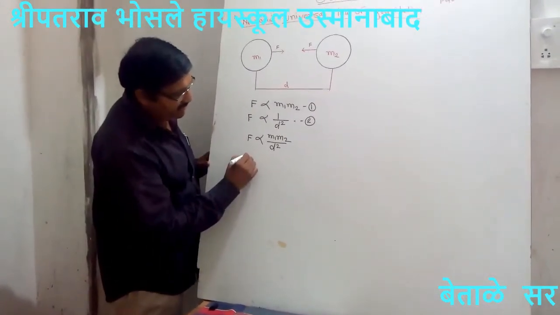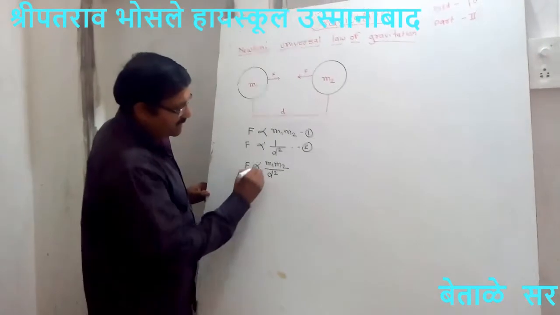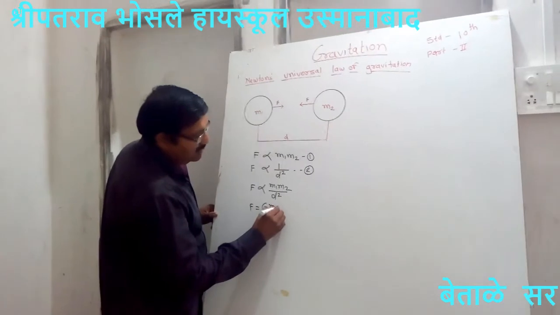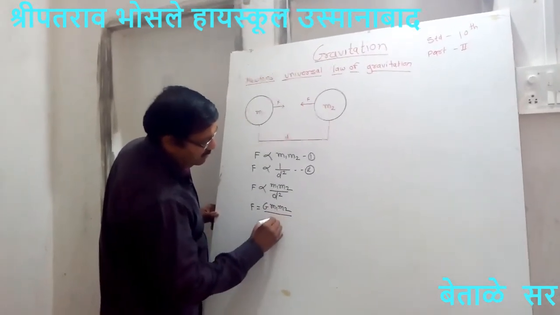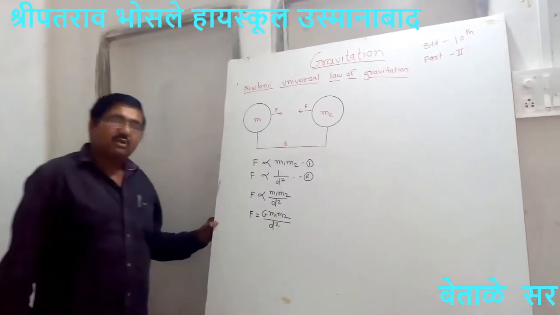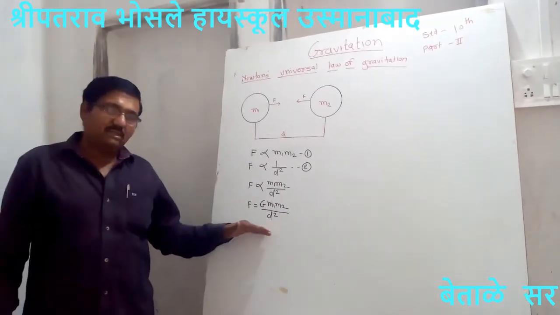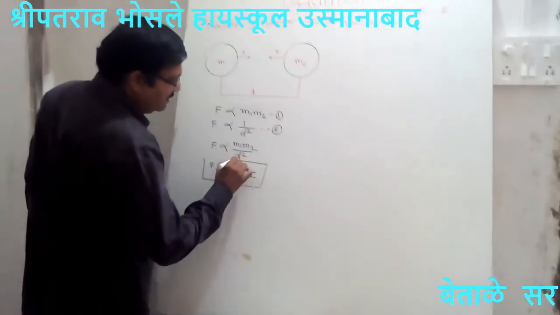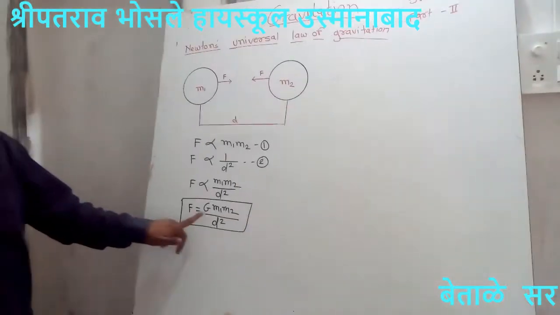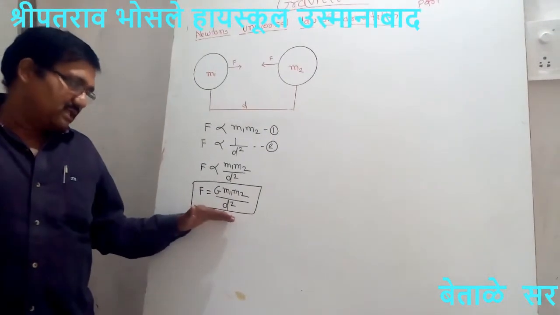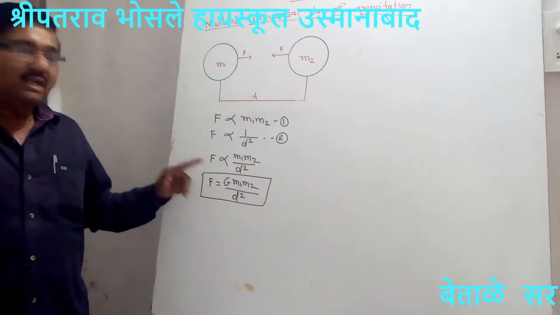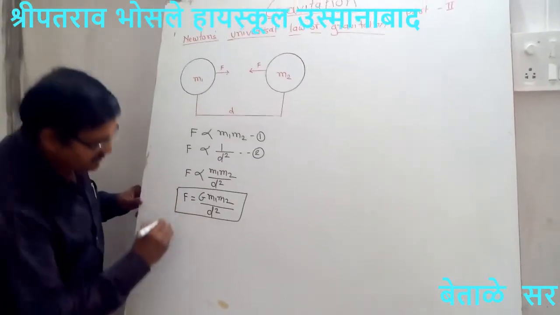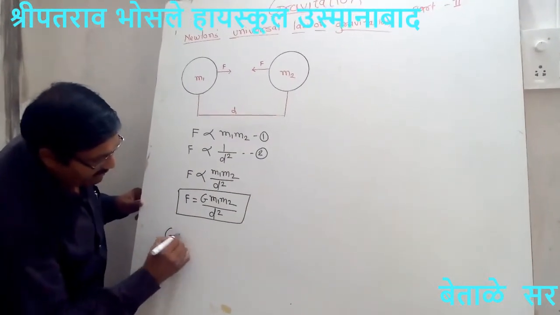And then when we remove this proportionality sign, we get F is equal to G m1 m2 upon d square. This is the mathematical equation for Newton's universal law of gravitation. F is equal to G m1 m2 upon d square, and this G is known as the universal constant of proportionality.